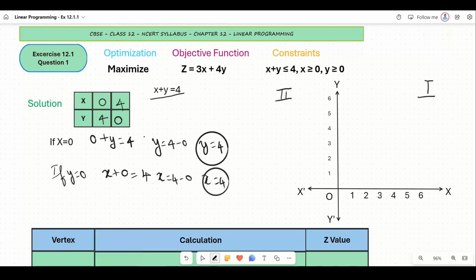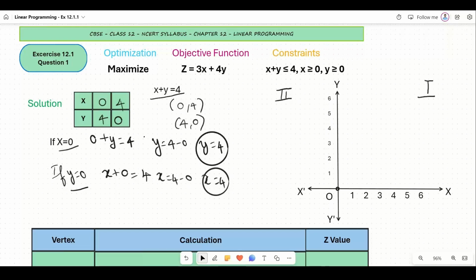So in general, we will have three different vertices or three different corner points. So we'll have 0, 0. So we have assumed that x is equal to 0 and y is equal to 0. So let's take this as one of the corner points. And what are the other corner points we have got? x comma y is equal to 0 comma 4 here. And then in this one, we have got 4 comma 0.